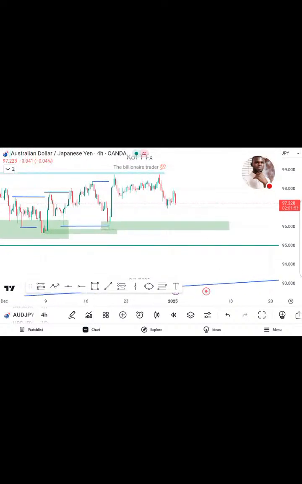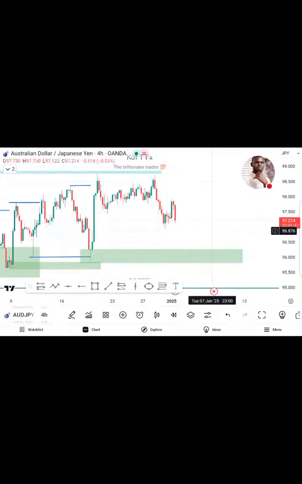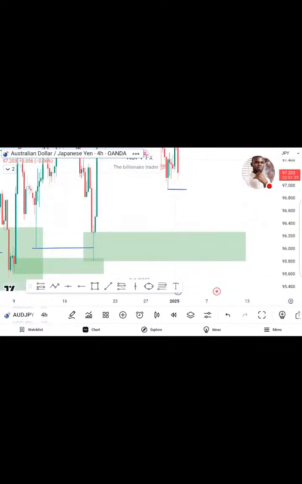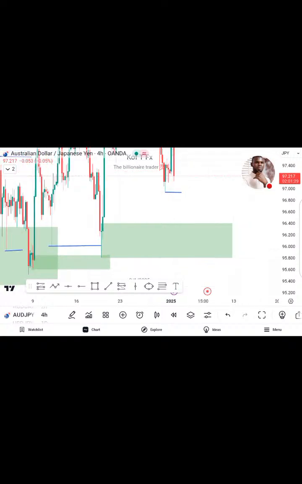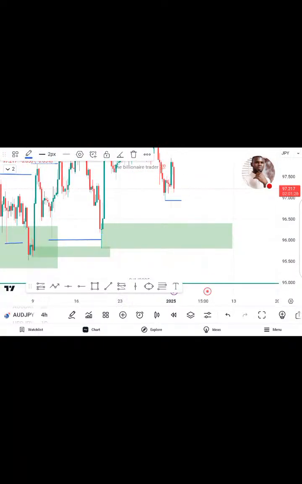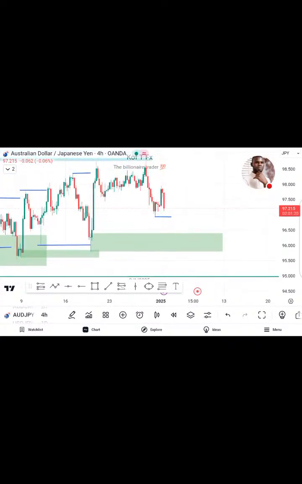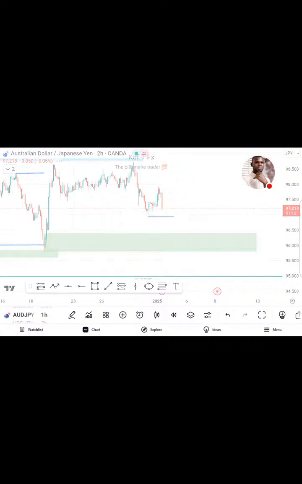And price hasn't mitigated this zone though, but it has already engineered a liquidity here. And we have this 4 hours demand zone, which is also valid, taking out this liquidity as well. I'm going to go to a lower time frame to see what actually happened within that demand zone.